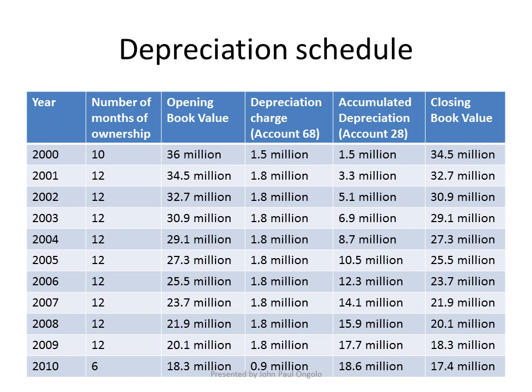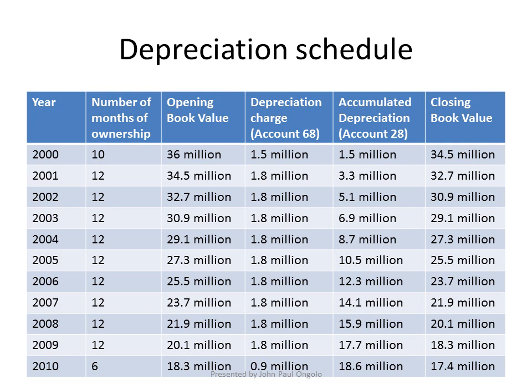So this is our depreciation table starting from the year 2000 when the asset was purchased, and you see the number of months of ownership is 30 with an opening book value of 36 million. And as we saw, the depreciation charge in the first year of ownership is 1.5 million. And we have an accumulated depreciation of the same amount. Remember, it's the first depreciation we are recording on the asset. The closing book value is the difference between the opening book value and accumulated depreciation.